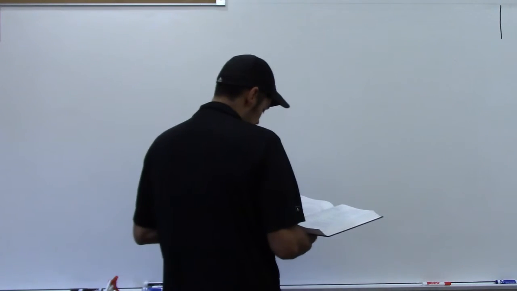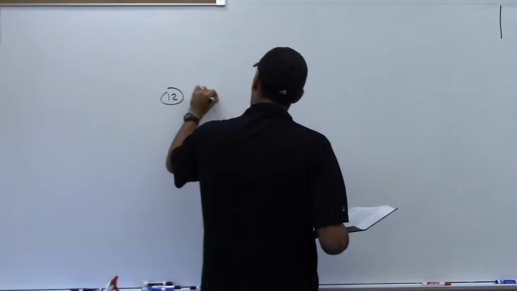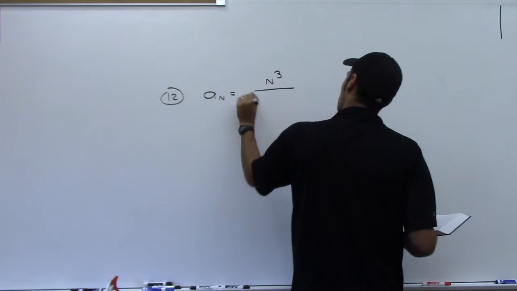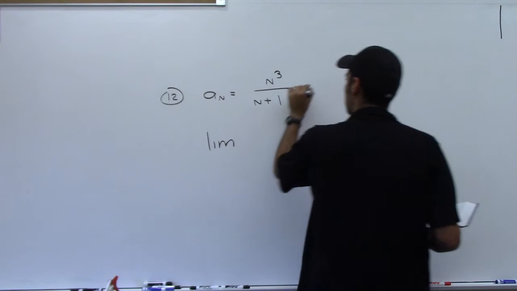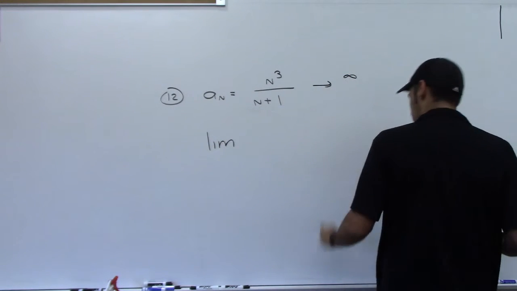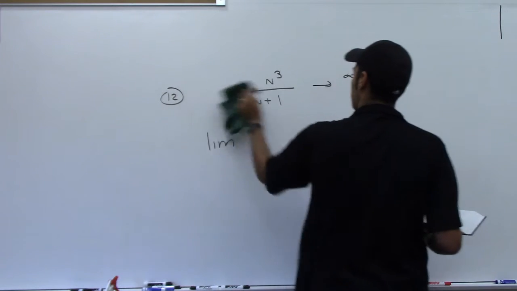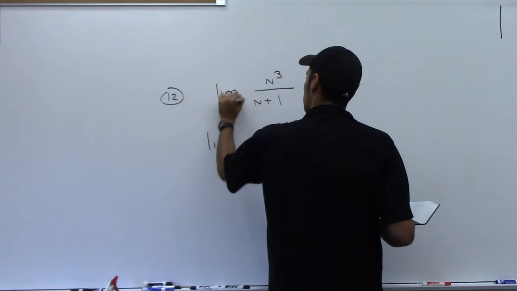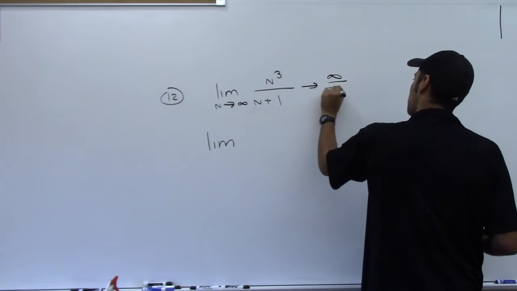Okay, I think 12, well, we'll do 12. a sub n equals n cubed over n plus 1. Same thing, I get infinity over infinity when I don't have my limit in there. I should have written my limit. Let me do that. That's the original sequence. I've got to remember to start writing limits on these. Limit as n goes to infinity. This goes to infinity over infinity.